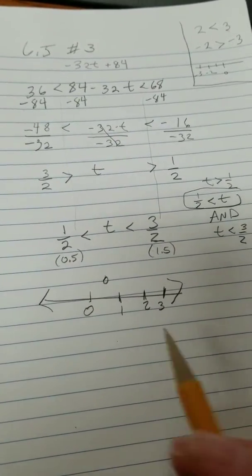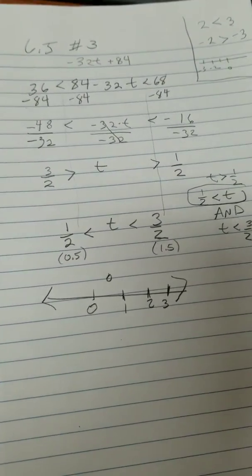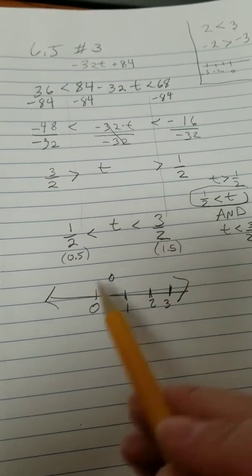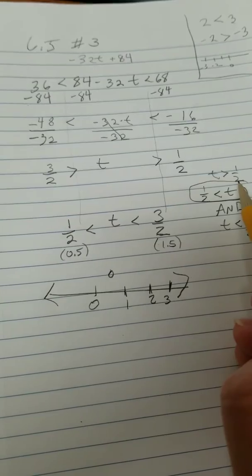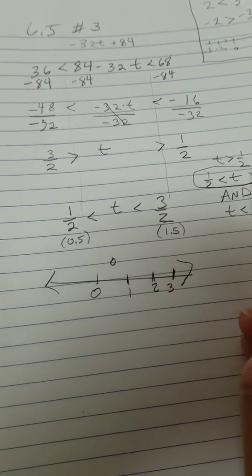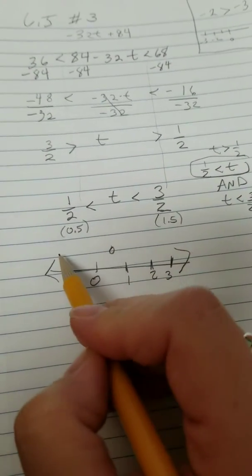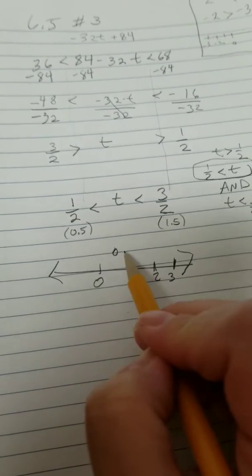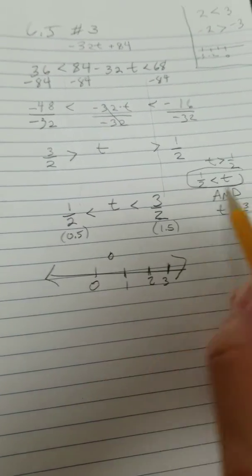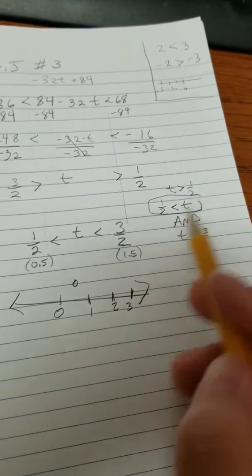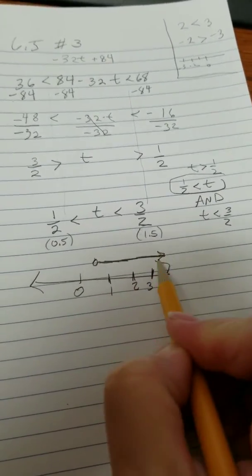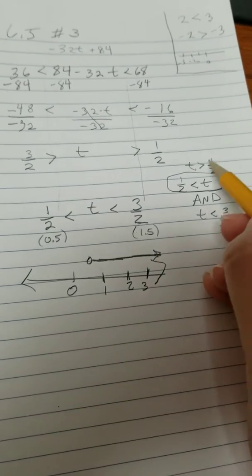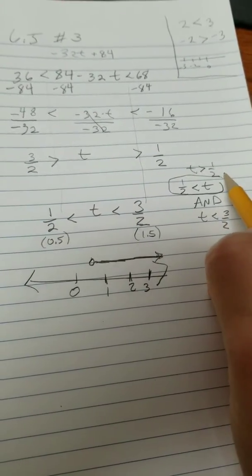If we're having trouble deciding shade left or shade right, you can always test a point. So 0 is easy as long as it's not on the edge. So is 0 greater than 1/2? That's a no, and so you would not shade the direction that is a false statement. So I'm going to go the opposite direction. Okay, so this arrow we've just done is just for this piece.